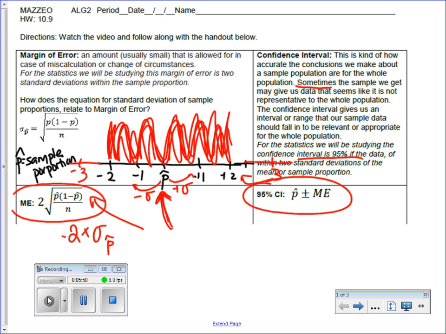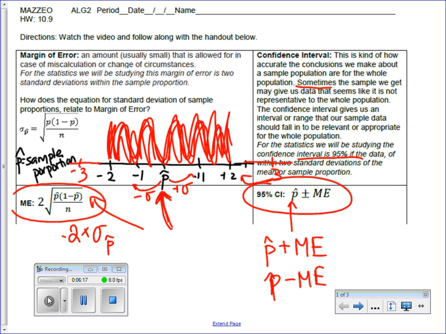So the confidence interval can be calculated by taking the sample proportion, the P with the little hat on top, and adding the margin of error. That will give us one side of the interval, and then taking the sample proportion and subtracting the margin of error, that will give us the other number. So we would add the margin of error, and we would subtract the margin of error.